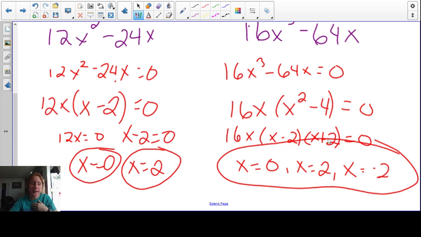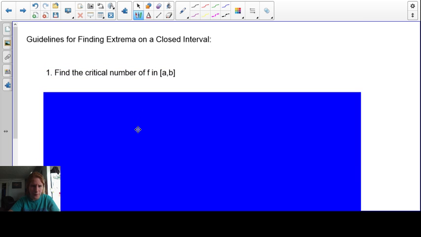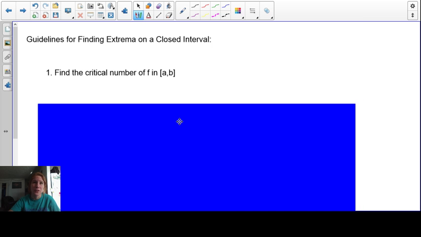This will lead us to our next idea of finding the extrema on a closed interval. Extrema, again, are those critical points. They're finding the max and the minimum. First steps first, you're going to find the critical numbers of f in your interval. So basically what we just did.